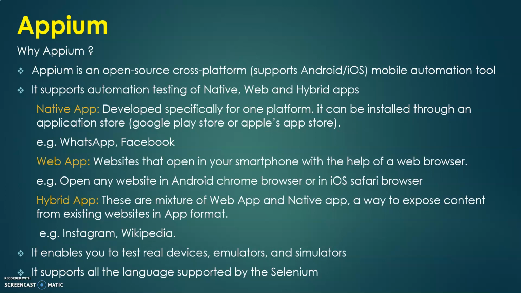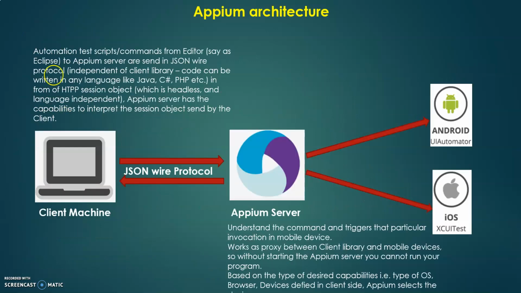So now let's see what the architecture of Appium is. Guys, this is the internal architecture of Appium. It is basically a client server architecture, and the Appium server is the heart of this architecture. Majorly there are three components: one is the client machine, another is the Appium server, and these are our devices.